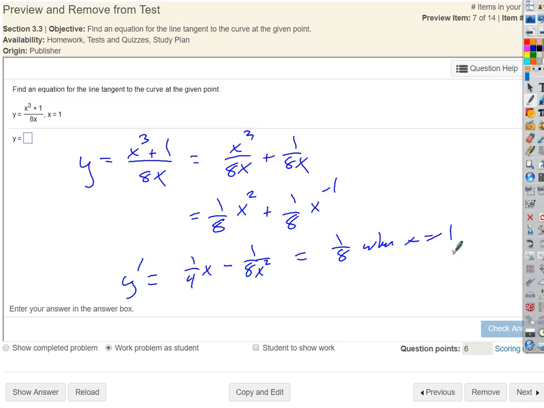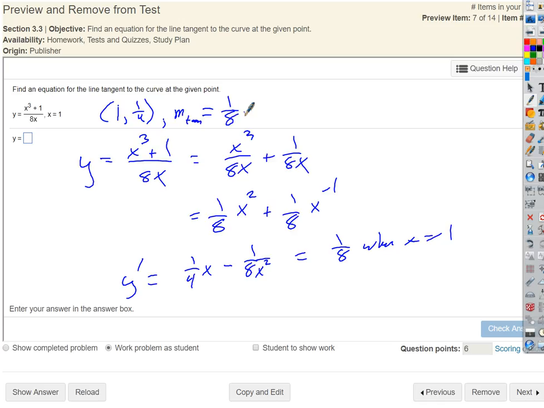How would we get the point of tangency? Plug in 1 to the original. Yeah, plug in 1 to our original function. That's going to give us 2 over 8, so 1/4. Do that right? Yeah. So we get the point (1, 1/4). The slope of the tangent line is 1/8.